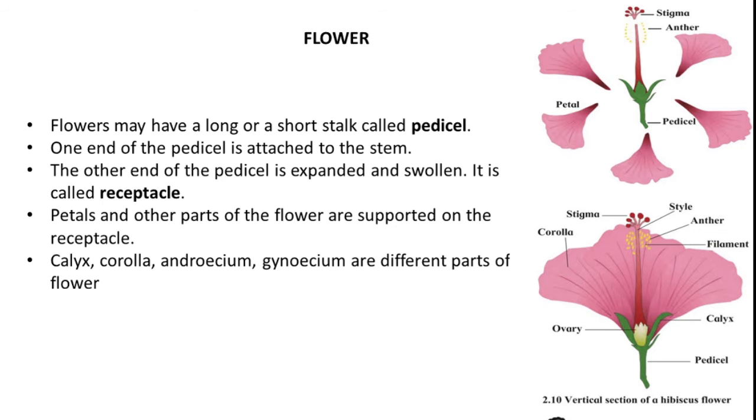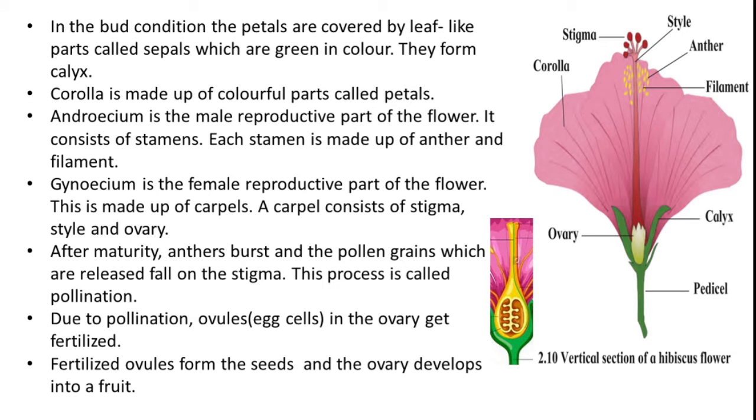Calyx, corolla, androecium, and gynoecium are different parts of the flower. In the bud condition, the petals are covered by leaf-like parts called sepals, which are green in color. They form the calyx. Corolla is made up of colorful parts called petals. Corolla.